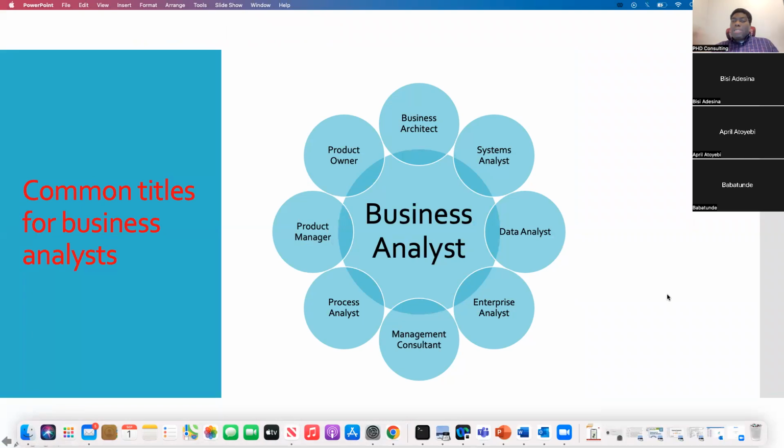Now, these are some of the common titles that we see today. When someone says it's an enterprise analyst or a management consultant or a process analyst or a product manager, a product owner, a business architect, a systems analyst, or even a data analyst, that person is a business analyst. Or he has the skill set of a business analyst.